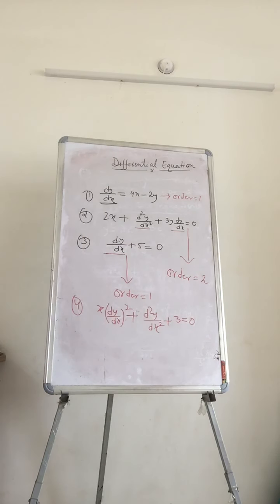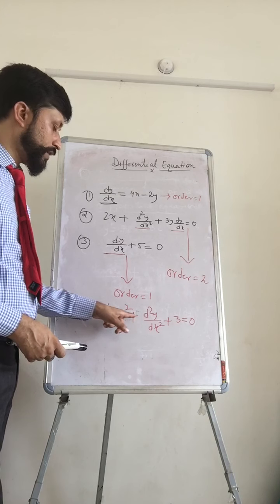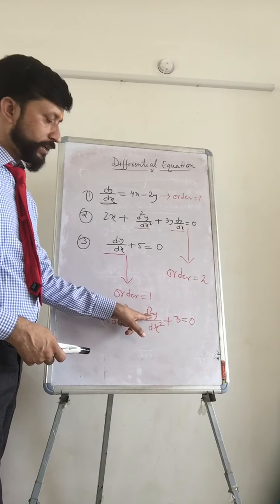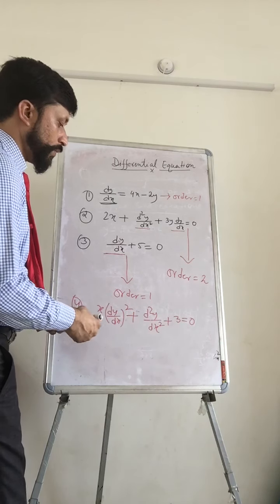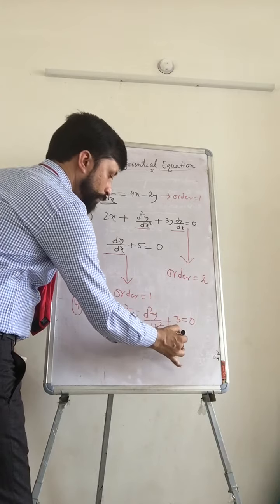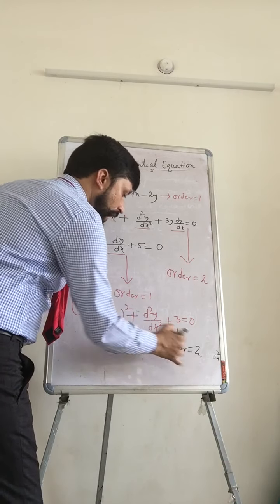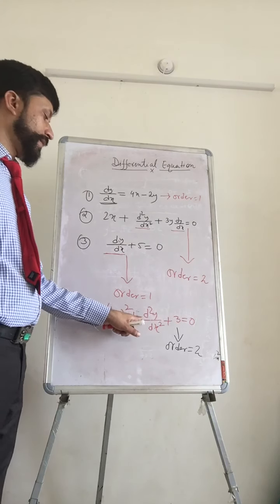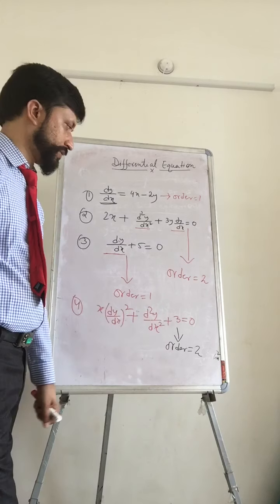What we are observing here: see, the highest order derivative here is this one, and it is of second order. So the order of this differential equation is 2. So for order, we only have to check the highest order derivative. The highest order derivative gives the order of the differential equation.